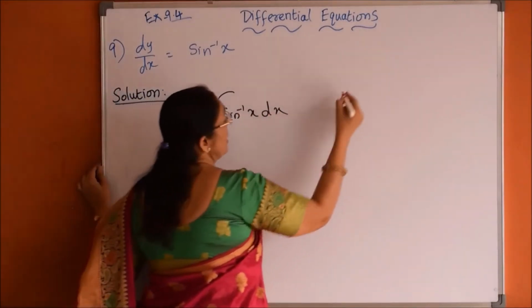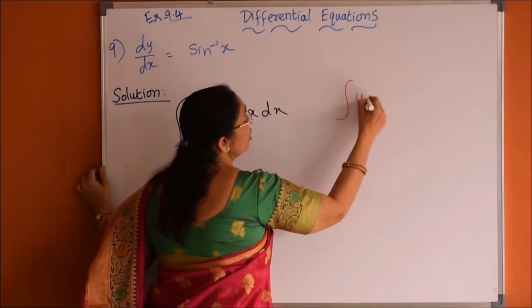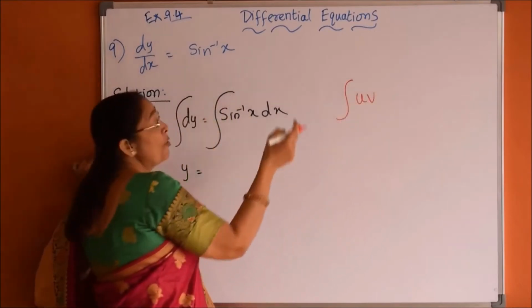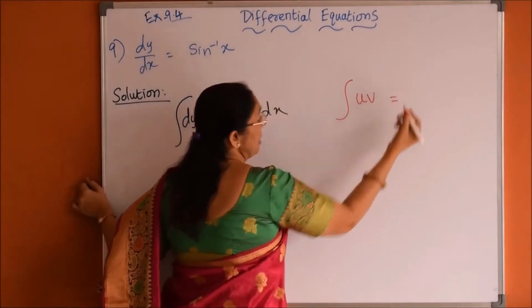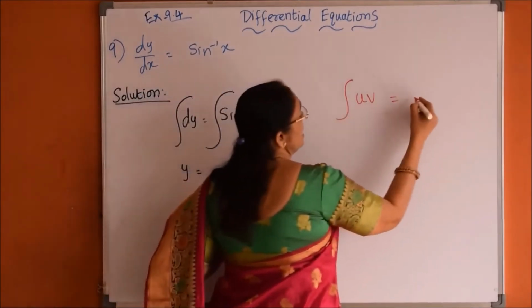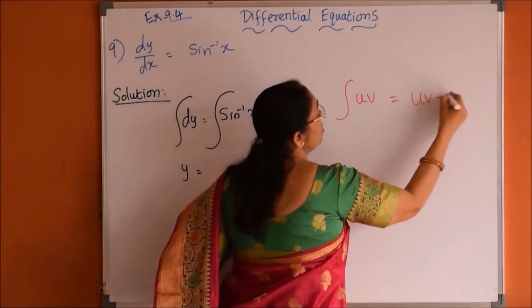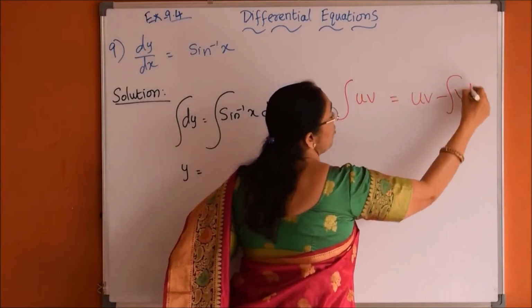So, how will we do by parts? Suppose integration of uv is there, where the function is in terms of u of x and v of x, then we do this integration by the formula uv minus integration of v du.